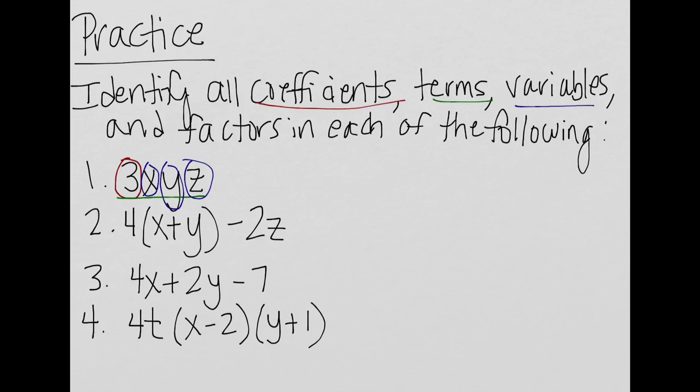And then let's change the color real quick. Let's do yellow. All right, so yellow is going to be our factors. So factors here, there's actually 4. We've got 3 times x times y times z. So all 4 of those have an understood multiplication symbol in between them. So there's actually 4 factors there. All right, let's look at number 2.